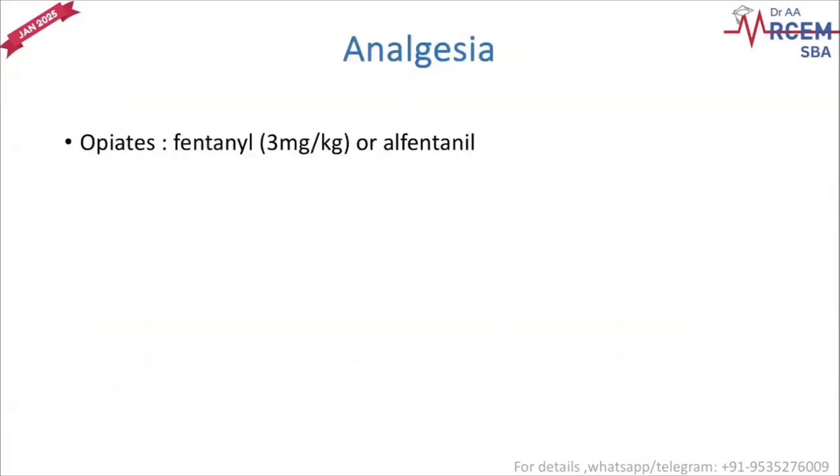Next one is analgesia. Opiates are the preferred ones. Among opiates, fentanyl is the preferred one. Nowadays, they are using alfentanil. Alfentanil is almost 10 times more potent than fentanyl. Fentanyl itself is almost 10 times more potent than morphine. They have a powerful analgesic effect. Both fentanyl and alfentanil, the latest one, and they are preferring to use alfentanil nowadays.